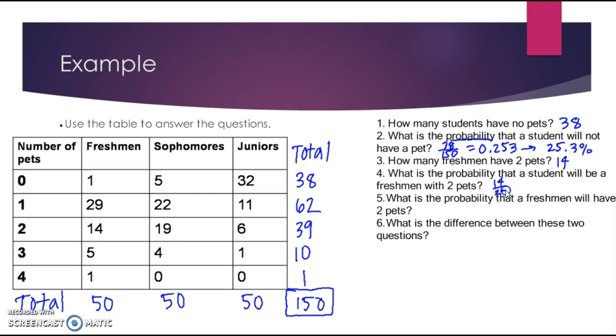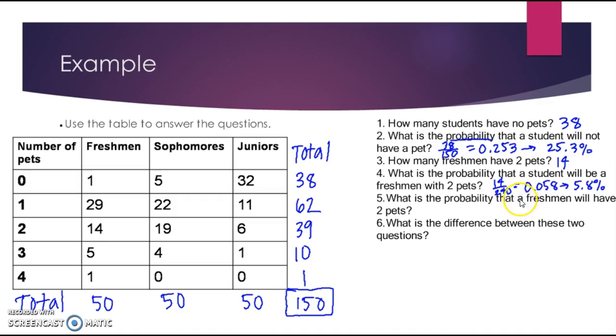over my total 240. All right, so 14 divided by 240 is going to give me a decimal. And my decimal is 0.058, which as a percent becomes 5.8%. Just move your decimal 2 over. Then I want to find the probability that a freshman will have 2 pets.